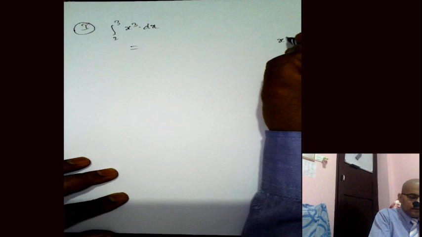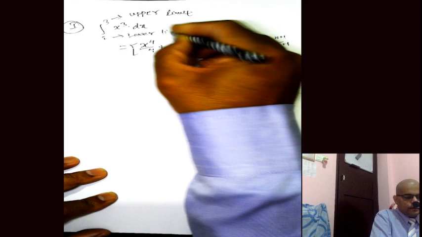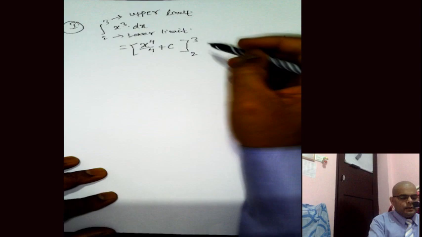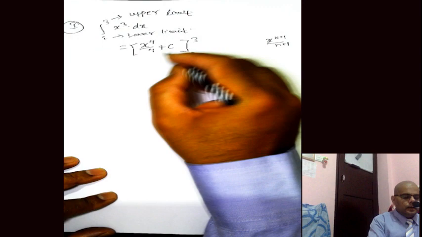This is the integral from 2 to 3 of x to the power 3 dx. The integration of x cube, if you apply x^(n+1) by n+1, is going to be x to the power 4 by 4, and then there should be a constant term. Then you take the values from 2 to 3, where 3 is called the upper limit and 2 is called the lower limit. So we put these limits by substituting these values in the given integration.